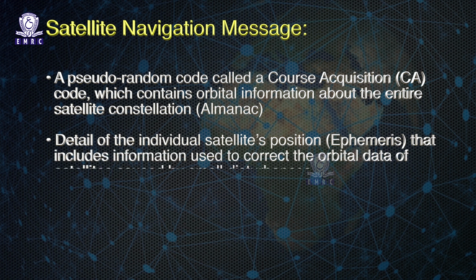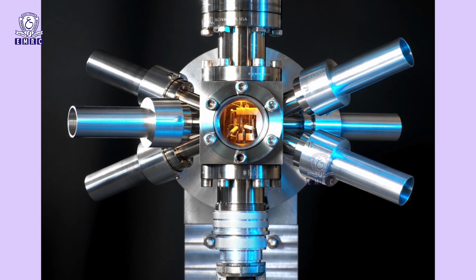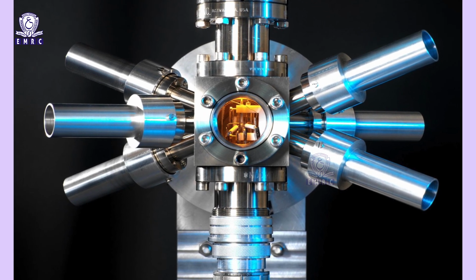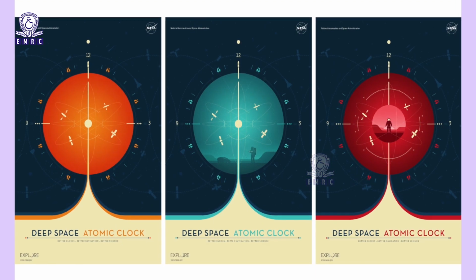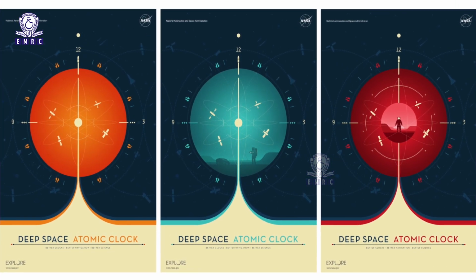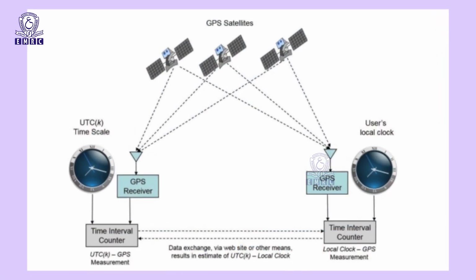Almanac. Details of the individual satellite positioning, that is ephemeris, that includes information used to correct the orbital data of satellites caused by small disturbances. The GPS system time is derived from an atomic clock installed on the satellite, with clock correction parameters for the correction of satellite time due to differences between UTC and GPS time, the occasional leap second added to a year, and delays predicted by a mathematical ionospheric model caused by the signal travelling through the ionosphere.